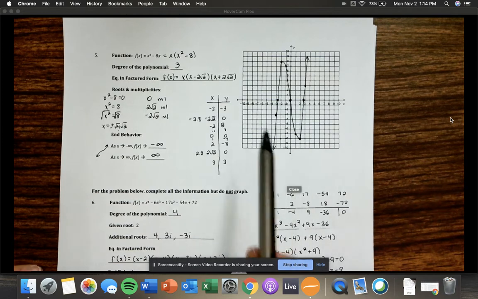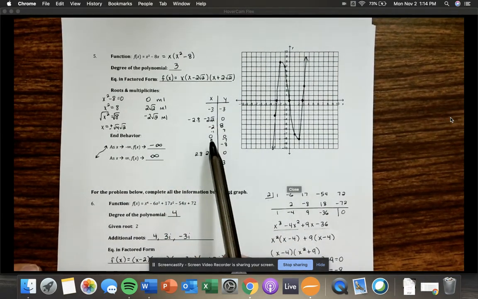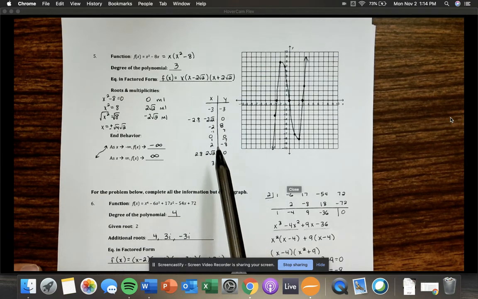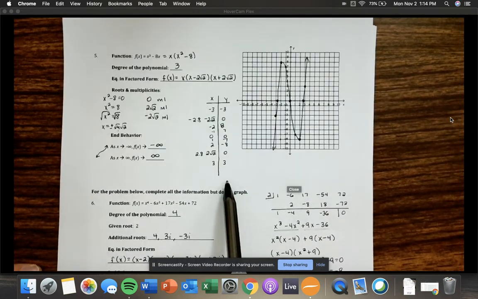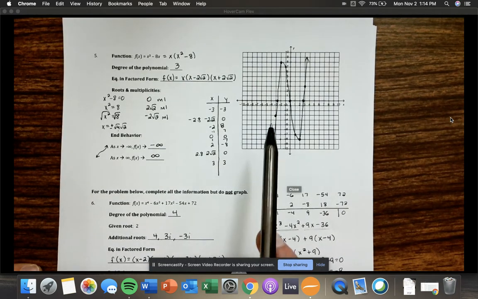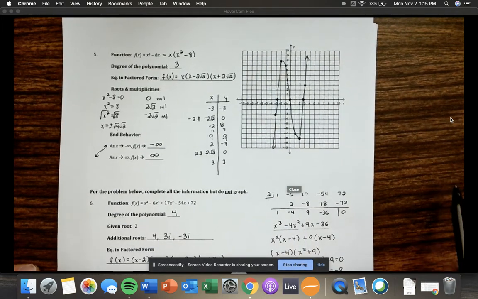All right, so all I would need to do is pick some extra points. I have 3 roots. I'm already going to put those in my table. And then I'm just going to pick some points in between that'll help me plot an accurate graph. I plot those points, I connect my end behaviors, and I have a pretty accurate graph.